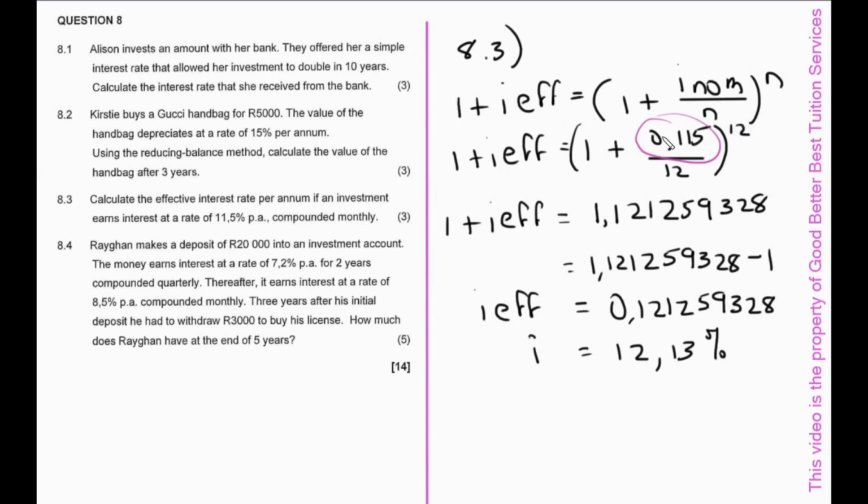What are we going to do now? We're going to simplify the right-hand side. Use your calculator, simplify the right-hand side, and we have 1 + i_eff is equal to this long decimal, 1.1259328, minus 1, and that gives us this answer here. What we must know is that we always need to multiply by 100. It's a percentage, so we must multiply our decimals by 100. So our interest rate is 12.13%. So our effective interest rate is 12.13%.